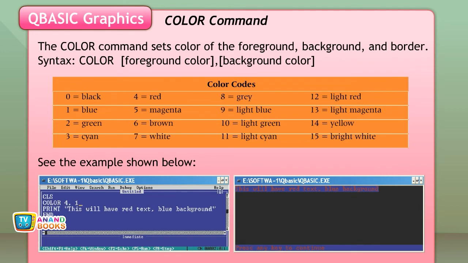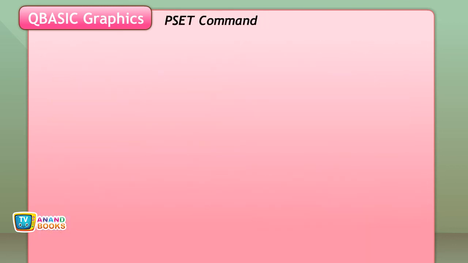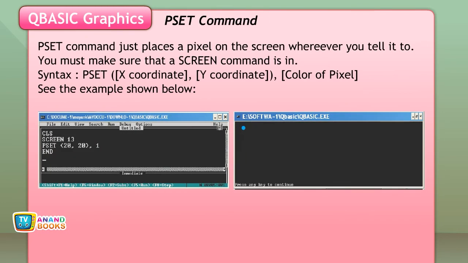QBasic graphics. Graphics commands are used to show graphics images on the QBasic screen. SCREEN command. To show graphics, you must use the SCREEN command. The SCREEN command sets the graphics mode. There are 13 screen graphics modes in QBasic. Screen 0 is for text mode only. Syntax: SCREEN screen number. Screen 0: text mode only, 80x50 text format.